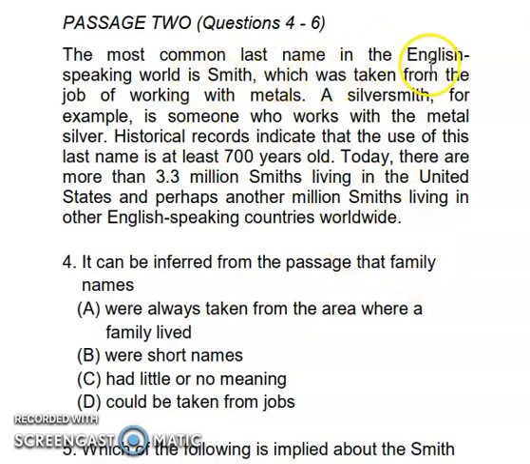The most common last name in the English-speaking world is Smith, which was taken from the job of working with metals. A silversmith, for example, is someone who works with the metal silver. Historical records indicate that the use of this last name is at least 700 years old. Today, there are more than 3.3 million Smiths living in the United States and perhaps another million Smiths living in other English-speaking countries worldwide. The question is asking us about family names, that is Smith.